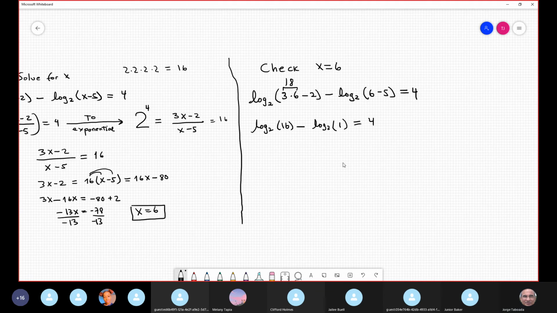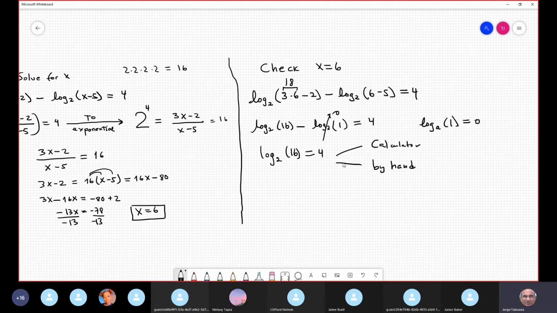Is equal to 4. Well, the professor explained the property that logarithm of 1 is always 0, regardless of the base. It doesn't matter if it's base 2, base whatever. So this is 0. So I need to prove somehow that logarithm base 2 of 16 is equal to 4. Then you have two possibilities: calculator or by hand. What do you want? Both? Let's do them both, no?